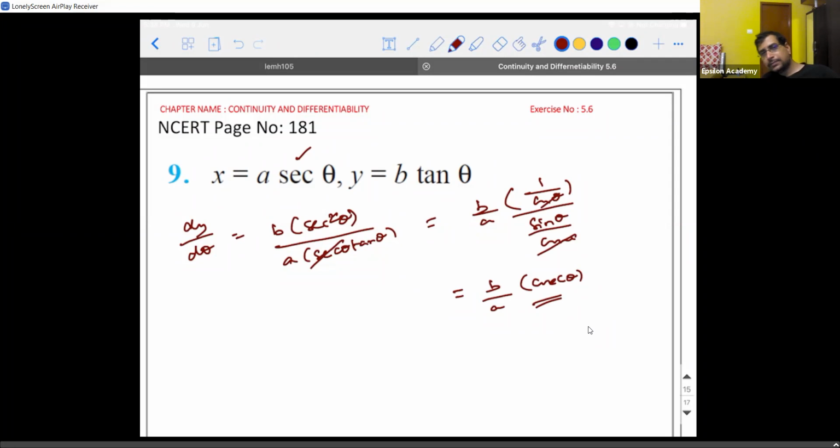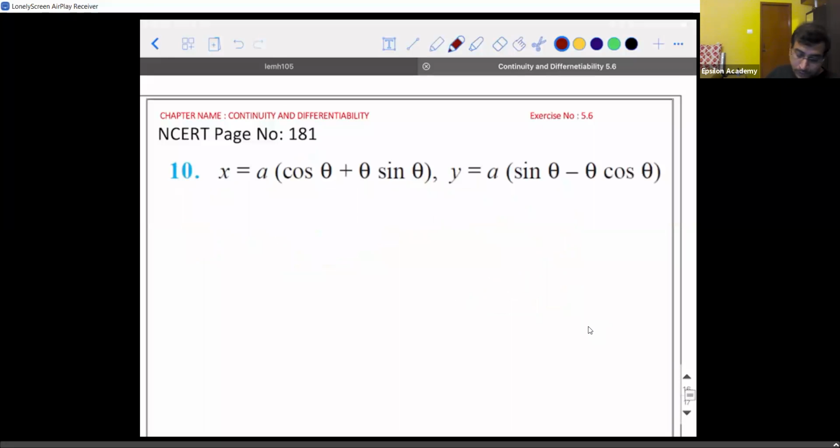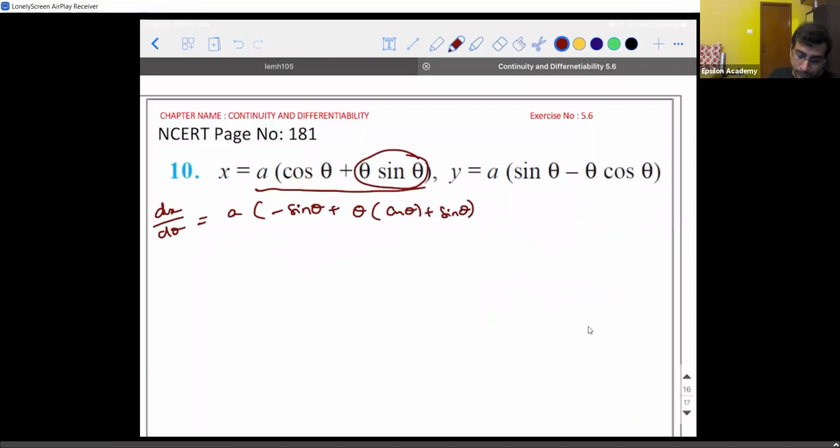Clear? Two more problems. So x is equal to a into cos theta plus theta sin theta. So what is dx by d theta, guys? A into minus sin theta plus, for this you need to apply the product rule, theta into cos theta plus sin theta. Okay. Is there anything that will get simplified? Sin theta is getting cancelled. A into theta into cos theta, let this be 1.